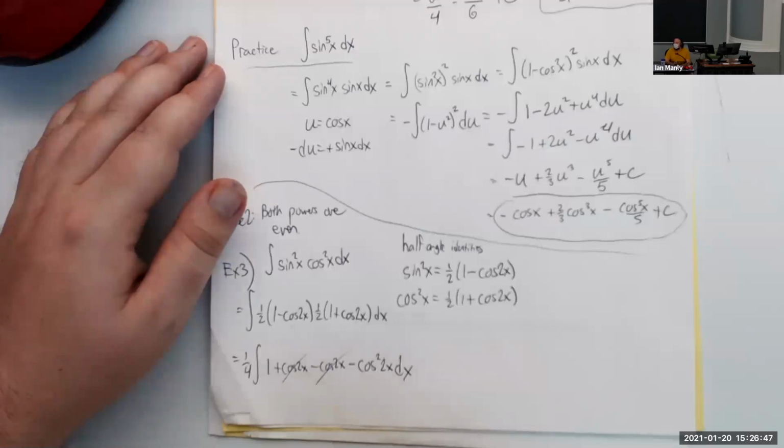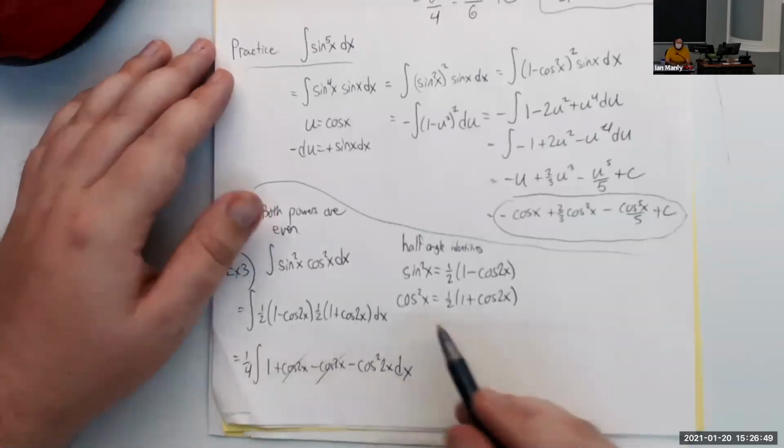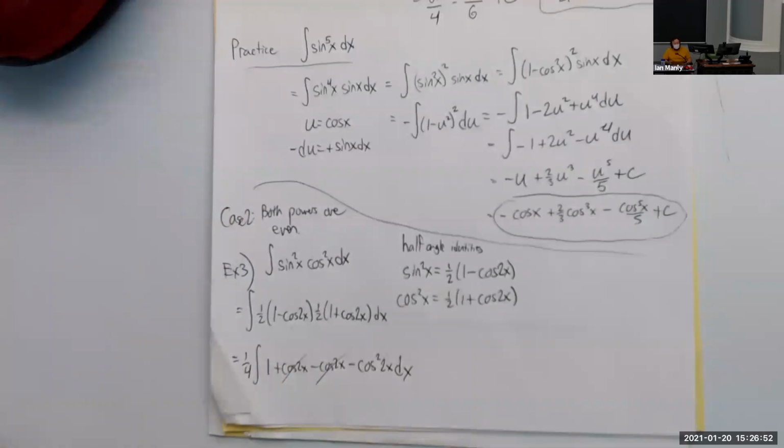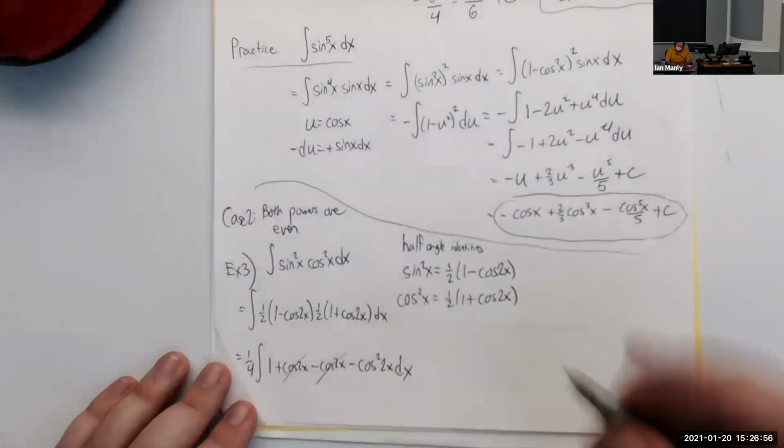Do it again. That's right. Yeah, we're going to end up doing this again. Whenever you have a square that you don't want with a sine or cosine, just use the half angle identity. And we can even use it again here.